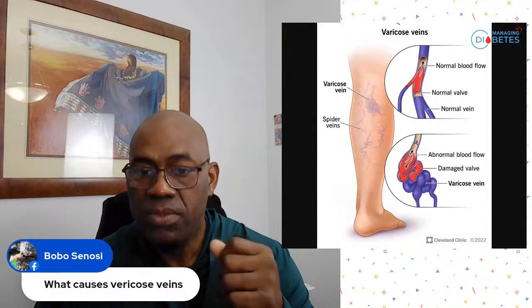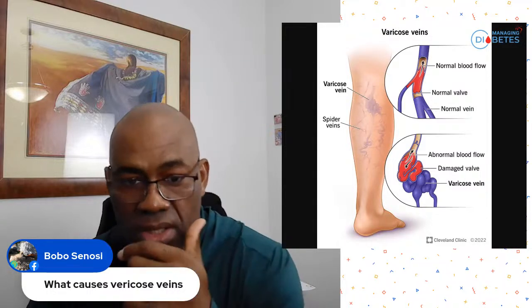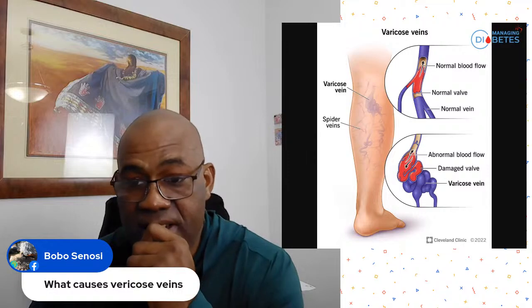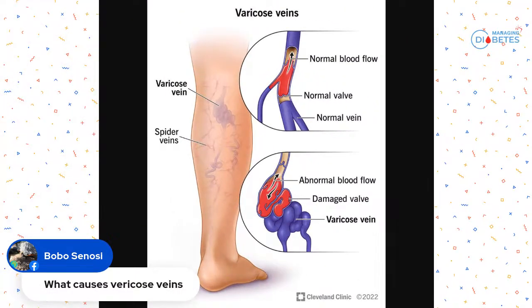Look at the question here. I'm going to enlarge it a little bit. See your vein; I'm using this picture from Cleveland Clinic. Look at the normal valve. You see how the normal blood flow is here, the normal valve, the normal vein.